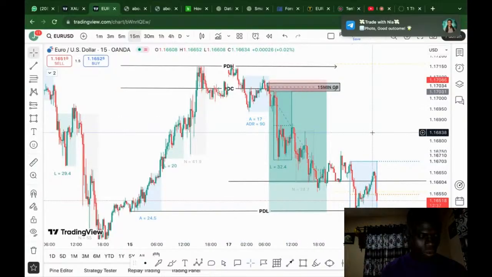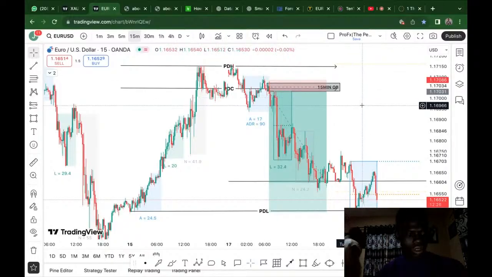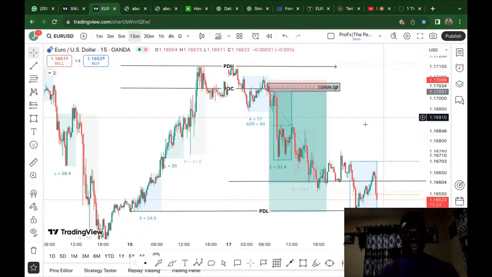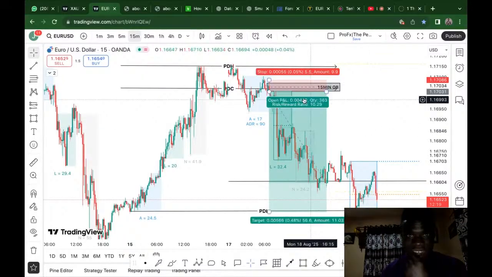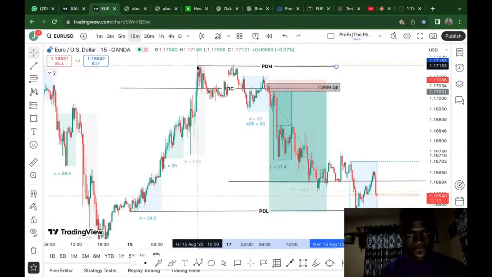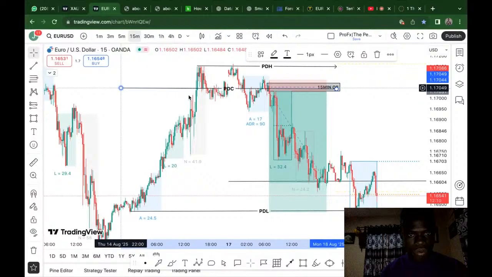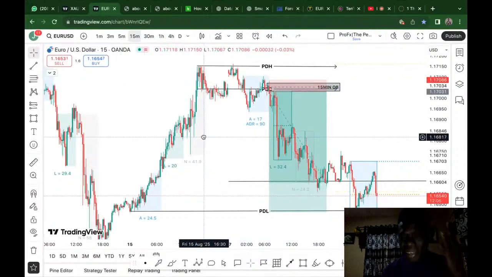So we are going to break down the Euro USD sell before we go into what we have for today. This is the sell that we took on Euro USD. Very clean and clear. So how were we able to predict this sell, and how can we repeat this?